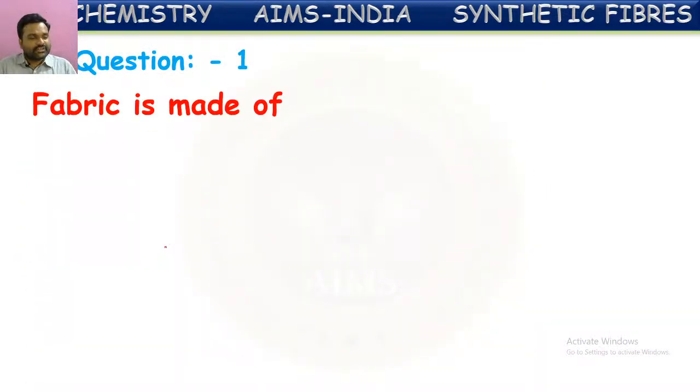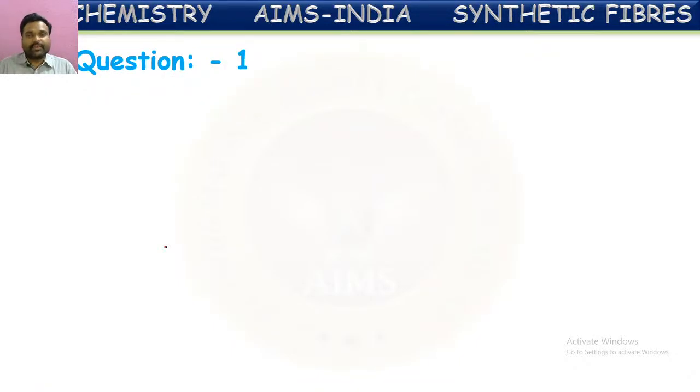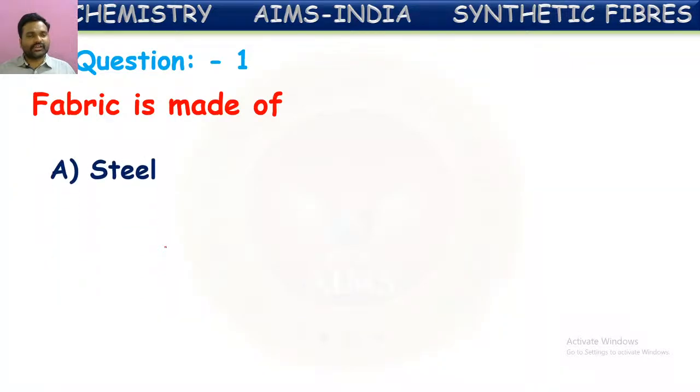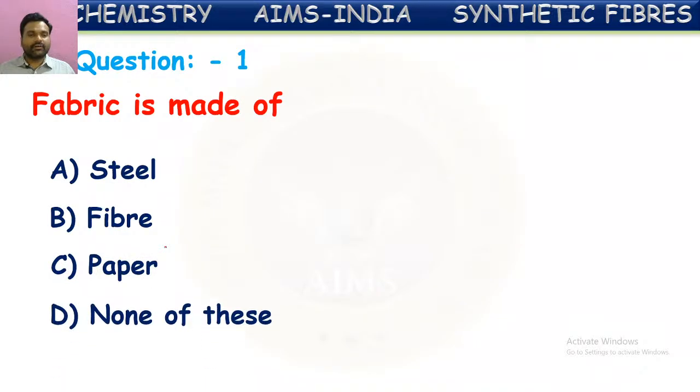Now let us see some questions based upon these synthetic fibers and their uses. First one: fabric is made of. Options are: steel, fiber, paper, none of these. Of course, this is one of the questions taken from previous contest questions. So fabric is made of steel, fiber, or paper. From which is a fabric made? If you know the answer, you can give it in the live chat. Which is the correct answer? Yes, many of you are giving the correct answer.